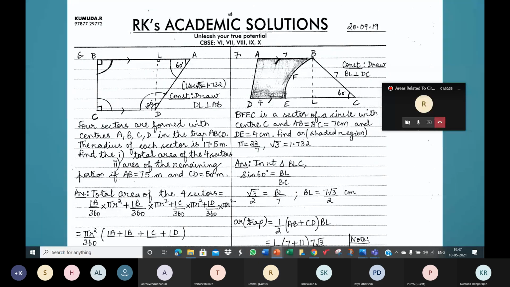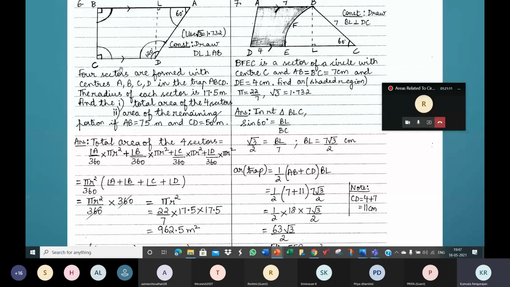Ma'am, finished. Yeah, okay. Take down this figure, children. Draw this figure. Write down the question, draw the figure. So 5 minutes for that. We'll finish till here. The total area of the four sectors, finish till here. You can understand this.